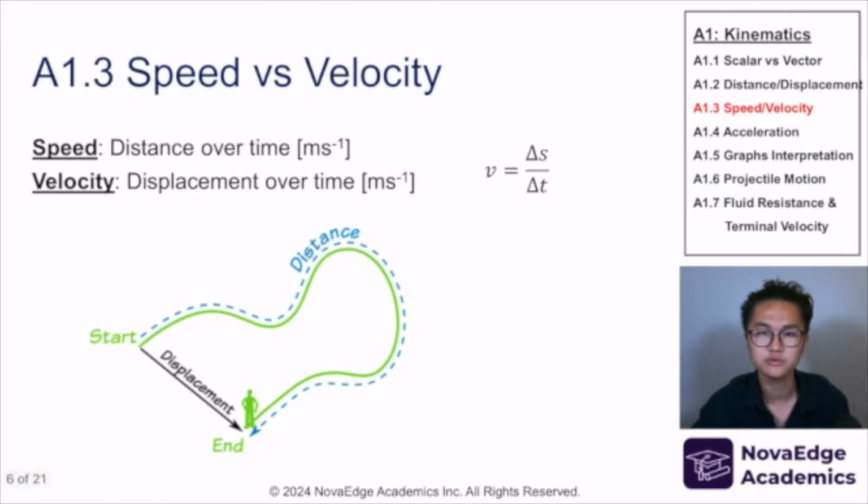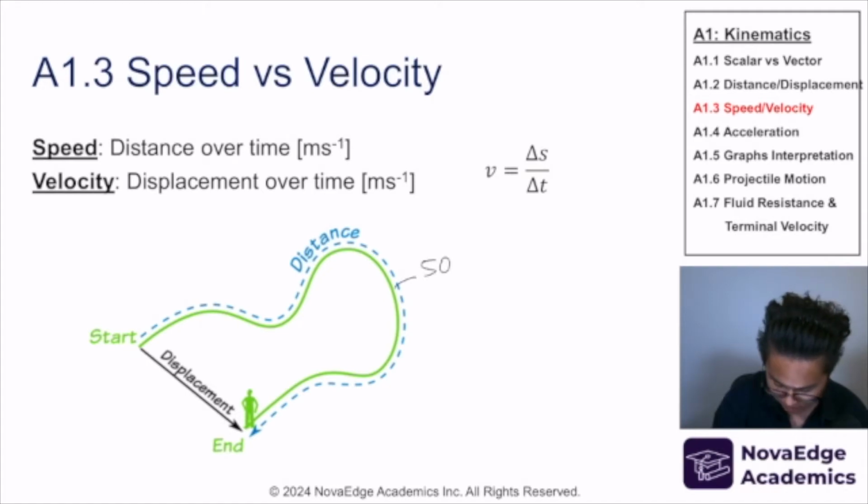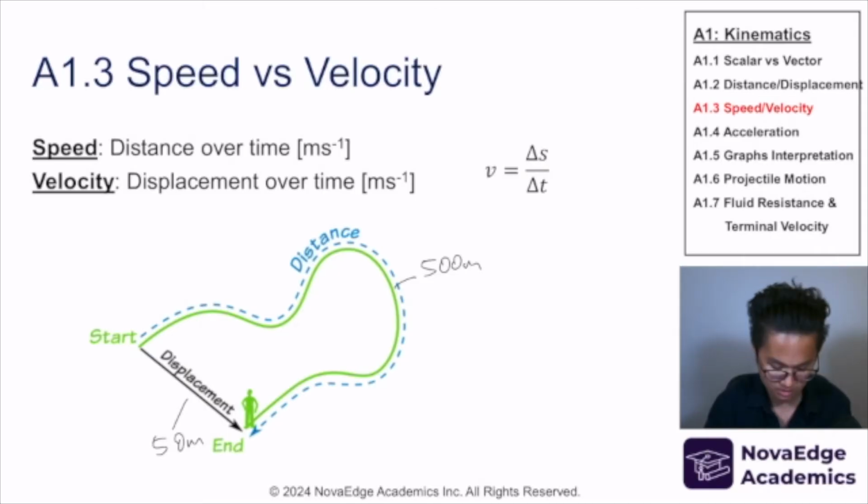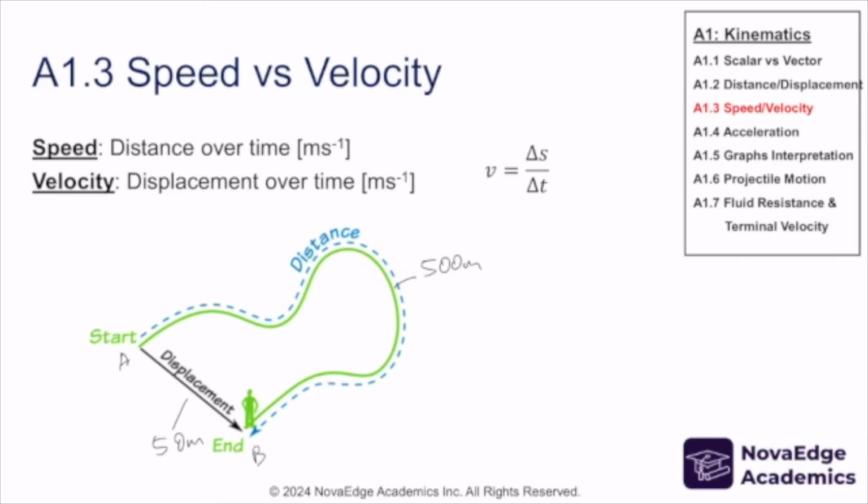Now, another example is speed versus velocity. We define speed as the distance covered over time. However, velocity is a vector form, and it is the displacement over time. So if we use the same scenario where this one was 500 meters and the displacement was 50 meters, if I say that I took 10 seconds to get from position A to position B, my speed is equal to 500 meters divided by 10 seconds, and that is 50 meters per second. However, my velocity is equal to 50 meters divided by 10 seconds, and that is plus 5 meters per second.